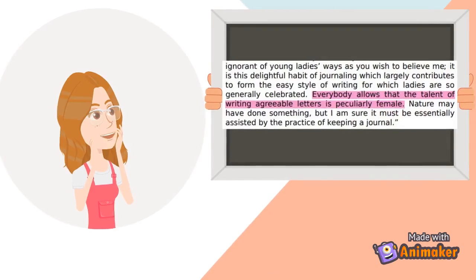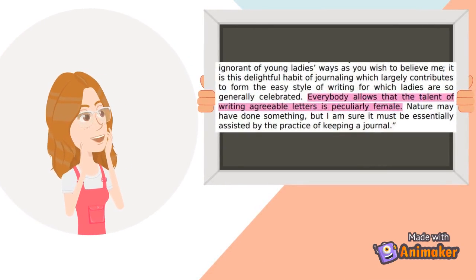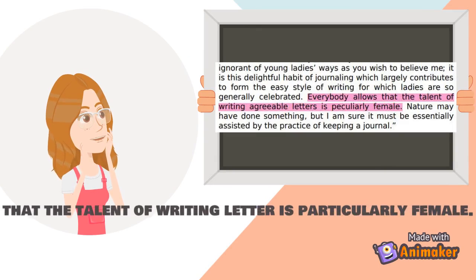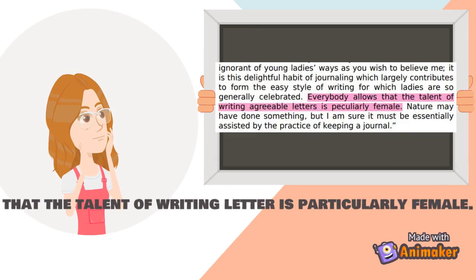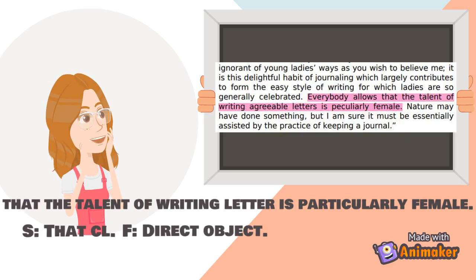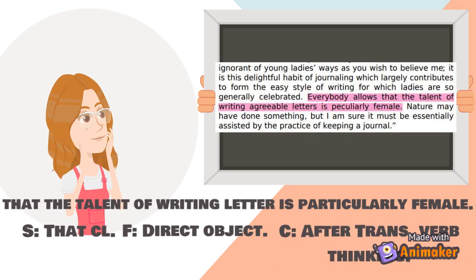After we have identified our subjects and our verbs, we have to identify our dependent clause. In this case, it is "that the talent of writing agreeable letters is particularly female." This means that our structure is a that clause. Our function is a direct object. Why direct object? Because everybody allows. Allows what? That the talent of writing agreeable letters is particularly female. Our context is after a transitive verb of thinking, allows, yes, and our main use is a statement.